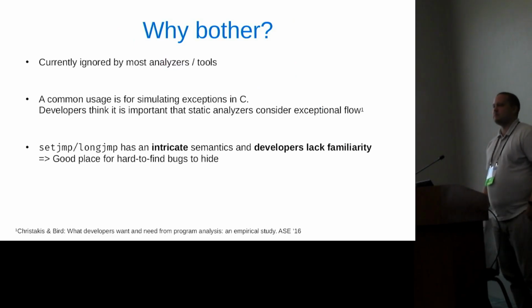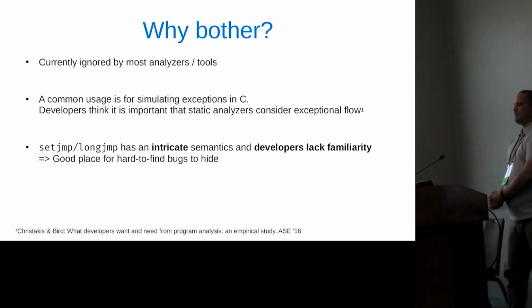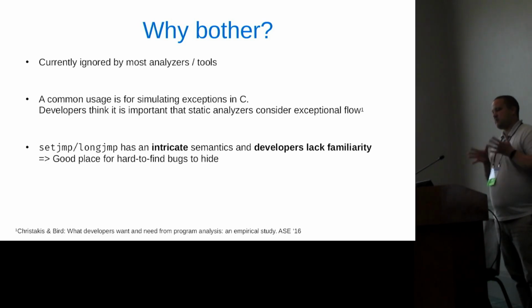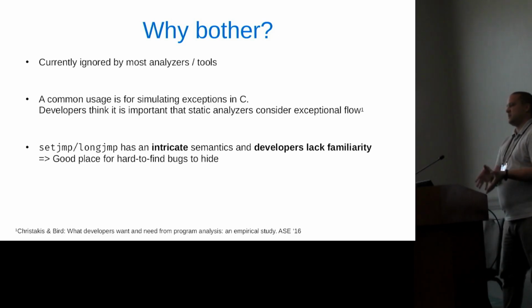And then the question people always ask is, why would you bother with analyzing the setjmp, longjmp? Most analyzers don't do it, they all ignore it. Why is it interesting? And to this we say, well, it's actually something that C developers use quite a bit for simulating exceptions in C. And there are some empirical studies that developers think it is important that static analysis tools also consider these exceptional flows and not just the cases where things go completely right.